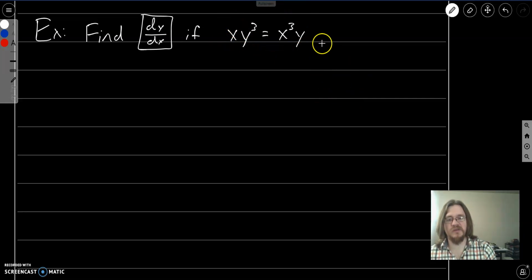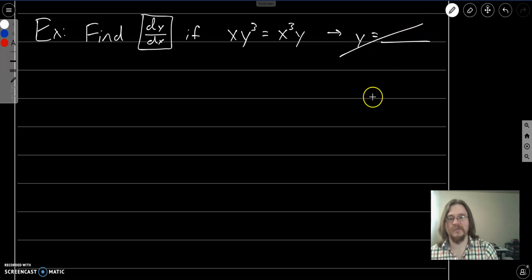Here, this would be essentially impossible to try to solve for y. This won't have a nice closed form solution for y, as in I can't try to solve this for y and write y is equal to something. This just doesn't work. So we're going to have to use a different method, namely implicit differentiation, to solve for the derivative here. And in fact, I think that it's actually quite easy in the long run. Implicit differentiation is very, very helpful in a lot of situations.